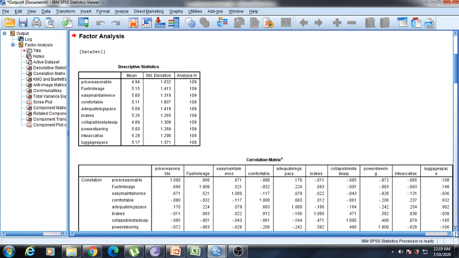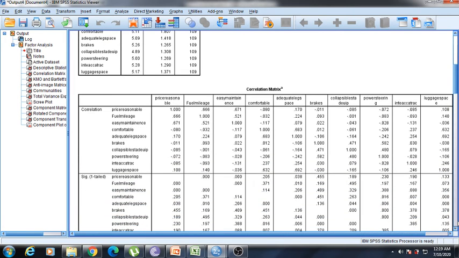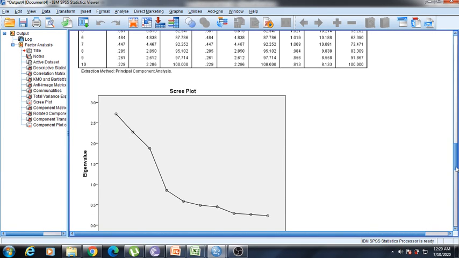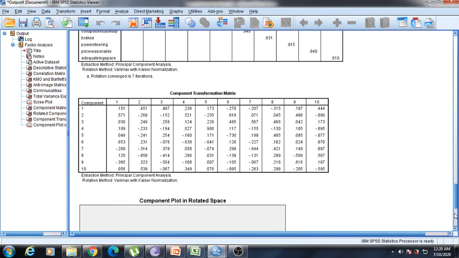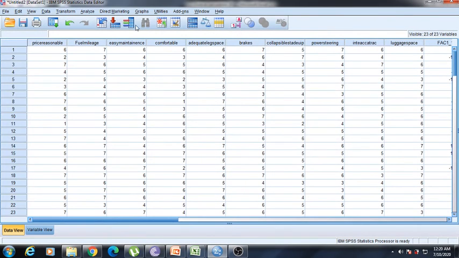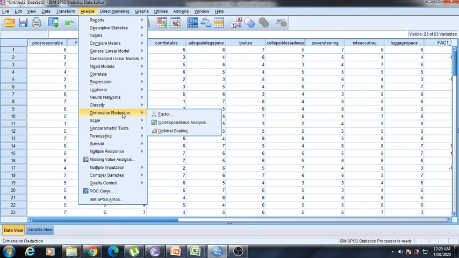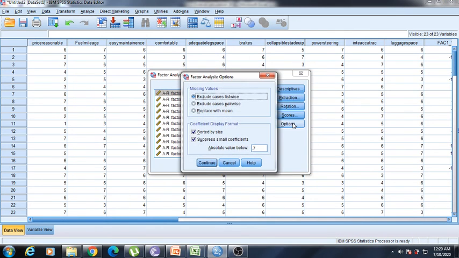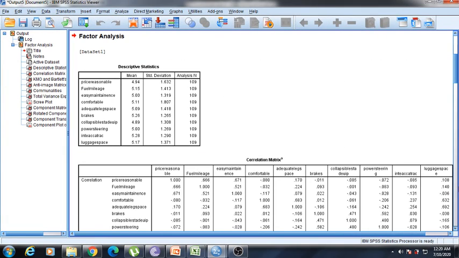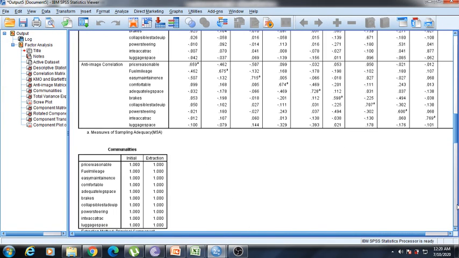Okay, so you can see here, we have considered all the 10 variables. We need not explain all these things. So the extraction matrix, this is our component matrix. Just a moment, already we have removed this. Once again I have to do it, because in dimension reduction, in options, I had put 0.7. I have to keep it 1.1. Continue, and then okay.